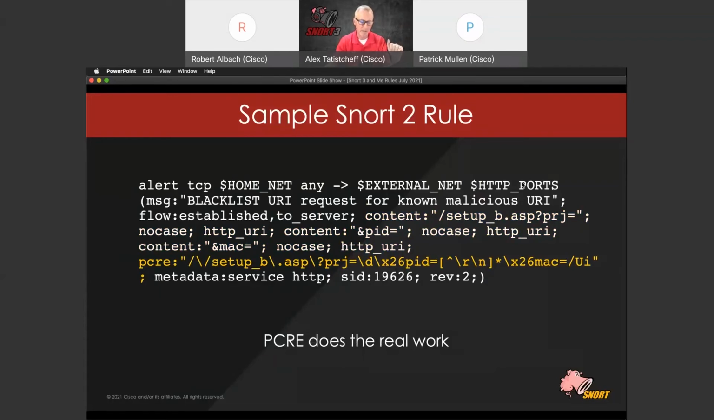And of course, the PCRE keyword in this case does the real work. If you look back between the content checks and the PCRE, it kind of looks like they're doing the same thing, and a lot of it they are. But the PCRE actually does some additional checks to make sure, for instance, there are no carriage returns and line feeds within the URI, things like that, so that we really do have a packet that represents the condition we're looking for.